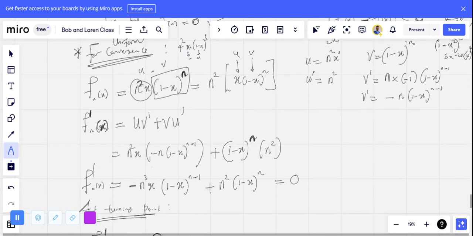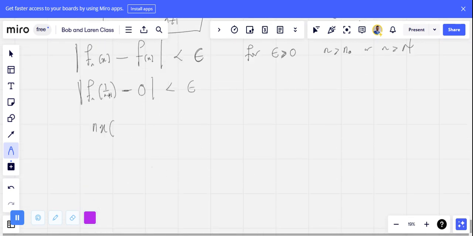That's n squared x, then 1 minus x raised to the power of n. Then this is what I have as my f_n of x. This is my f_n of x here, right? Then minus 0 is less than epsilon.